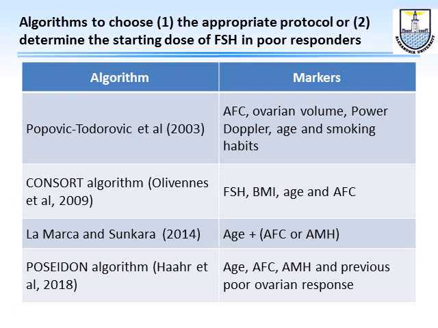So we have the study of Popovic-Todorovic from Denmark. We have the CONSORT algorithm by François Olivennes from France. La Marca and Sunkara came up with their own algorithm, and the Poseidon group, Sandro Esteves, Peter Humaidan, and Alviggi came up with their Poseidon stratification, as they call it.